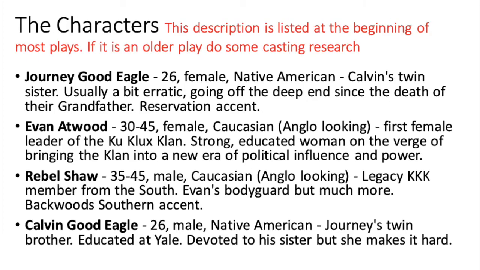I want a list of the characters. This description is listed at the beginning of most plays. If it's an older play like Romeo and Juliet, that's not in there. Shakespeare didn't give us that. So think about what you can make up on your own. If it's a Shakespeare play and it's not in the play, you can make up your own example of who you think these characters are, but you should do it by what you read. So if in the play there's a line that says beautiful brunette, your character is a beautiful brunette.